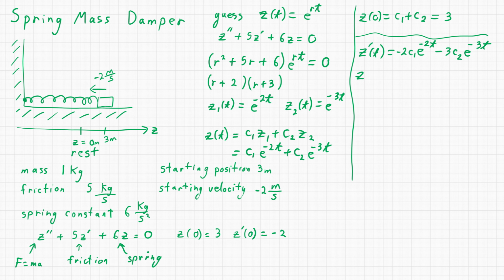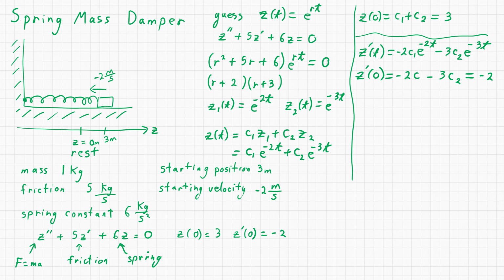And then we get to plug in z prime at 0. All right, that's not so bad. We get negative 2 times c1 times e to the 0, which is 1. So negative 2 c1. And then same thing here, we get e to the 0, so we get minus 3 c2. But we also are told from the initial condition that z prime, when t equals 0, is negative 2.